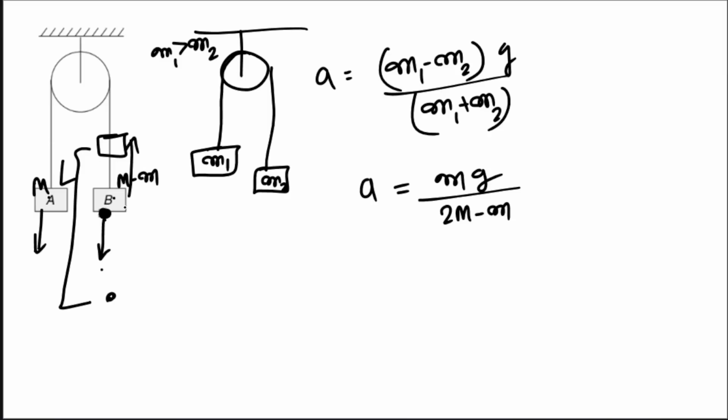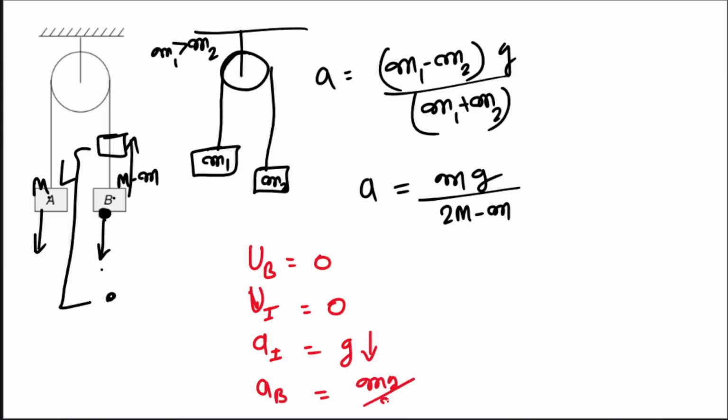देखो, so just at the time when insect started falling, what was the case? Velocity of block B was what? At that point of time, velocity of block B 0. ठीक है, initial velocity. Velocity of insect initial 0, right? At that point, what was the acceleration of insect? It was g downward. And what was the acceleration of block B? That was your mg by (2M minus m) in upward direction. ठीक है, and initial separation between B and insect is going to be how much? 0.